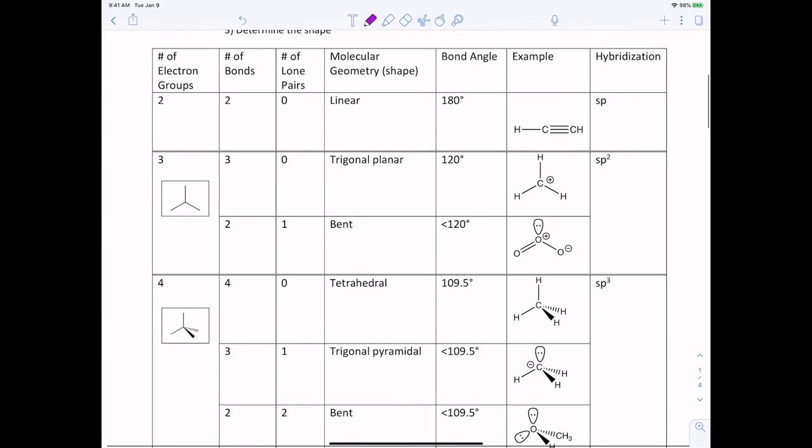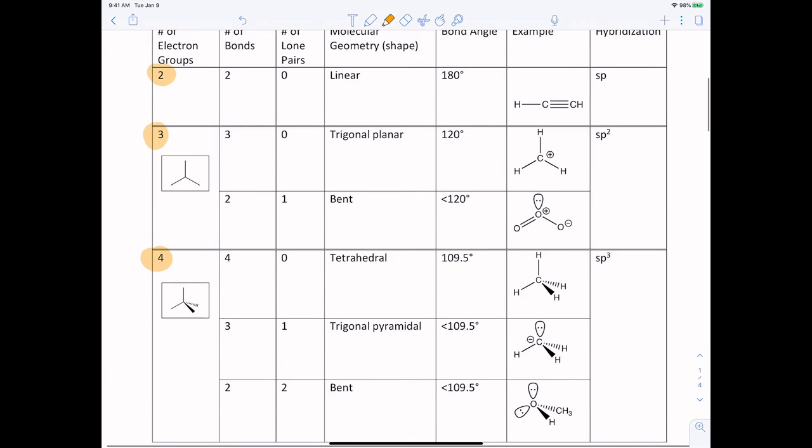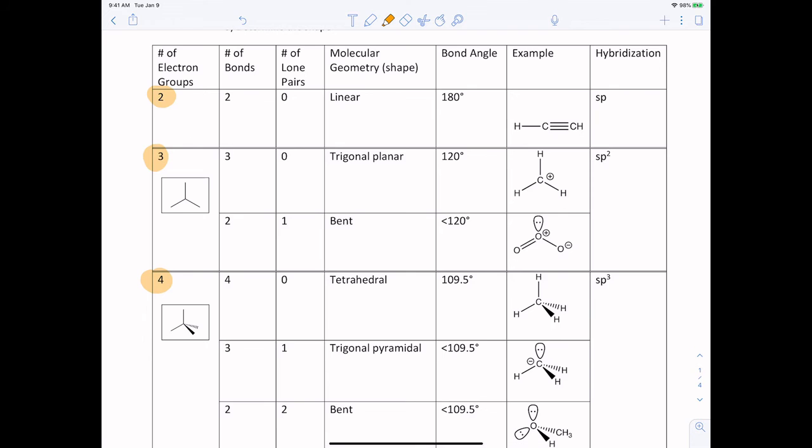So this is the table that I had talked about, and I will reproduce it on the notes page. That way those that aren't printing aren't at a disadvantage. But we're just going to go up to 4. Sorry, I thought that was the highlighter. We're just going to go up to 4 electron groups. So 2, 3, and then 4. So a much smaller table than you would have had in 151.